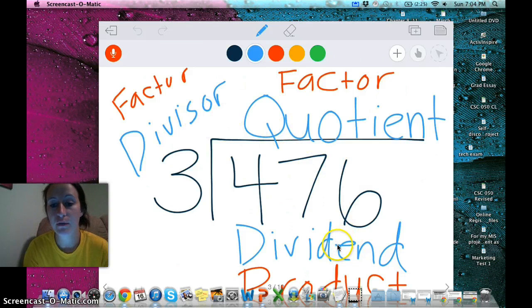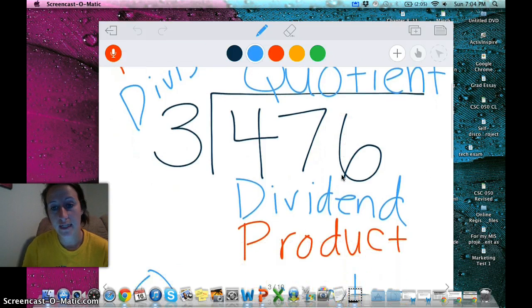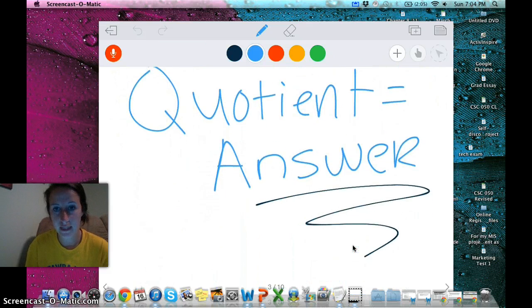So in the blue, you see you have your division words. Now what I also did is in the red, I've written your multiplication words, because remember, multiplication is the inverse of division. So your divisor is going to be a factor. Your quotient is going to be a factor. And actually, your dividend is your product. So your quotient is your answer.